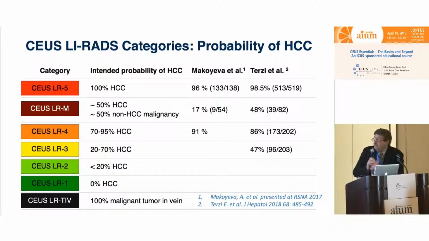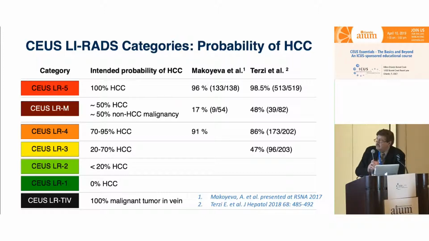Andrej went over the BI-RADS and the probability of HCC, and now that we have CEUS LI-RADS, people are doing studies to see if we are meeting the goal of LR5s having a near 100% sensitivity and specificity for HCC. And here are 2 studies that show 96% and 98.5%.